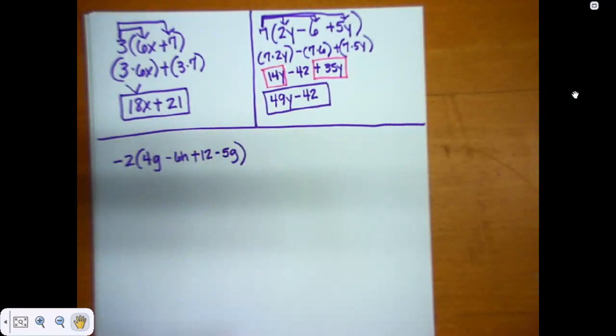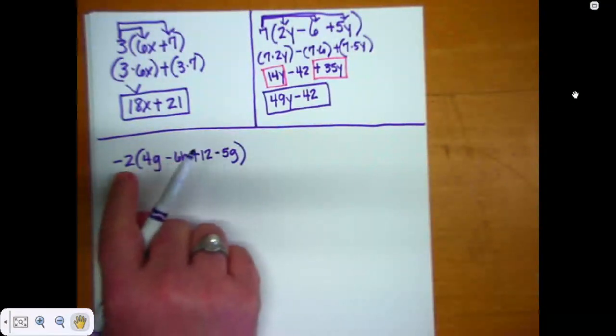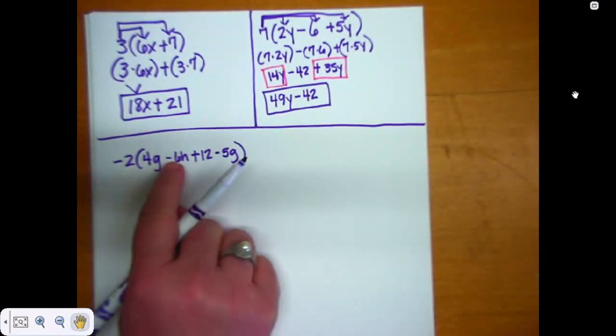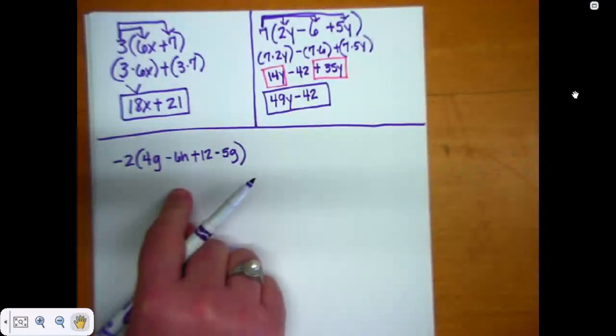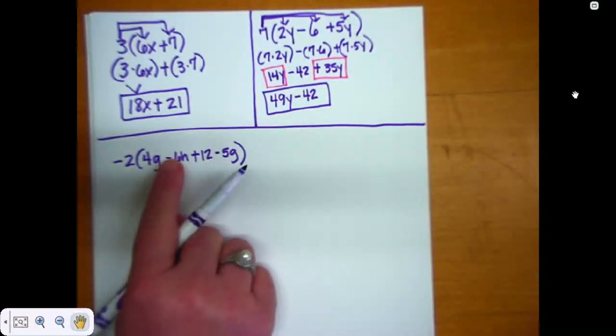Okay, so this time I'm not going to write my parentheses, and I'll tell you why. Because it gets a little confusing when you're multiplying a negative and then bringing down these signs. So I am going to write the parentheses, but I'm not going to be bringing down these signs, and I'll show you why I think it works out better.